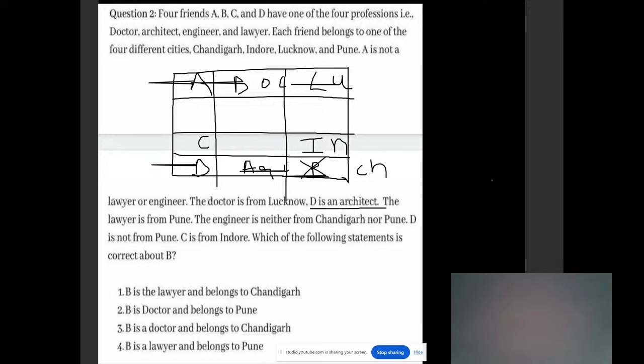So we got complete details related to A and also complete details related to D. A is a doctor, A stays in Lucknow. D is an architect, D stays in Chandigarh. C stays in Indore. Next, let us check. As three cities are placed, automatically the remaining one is Pune, which comes under B. So B is from Pune.